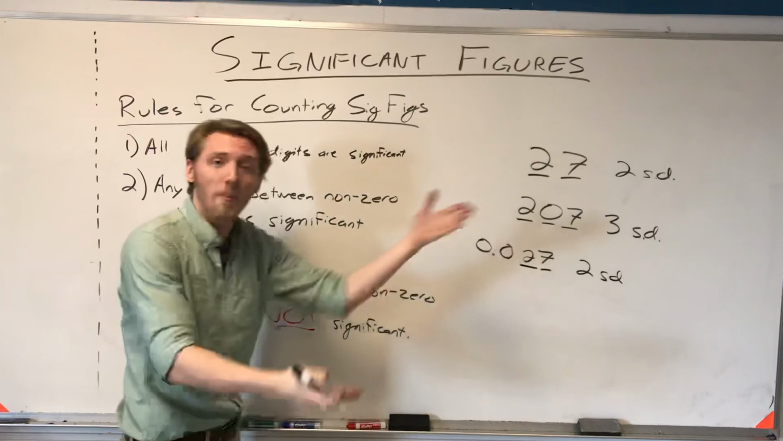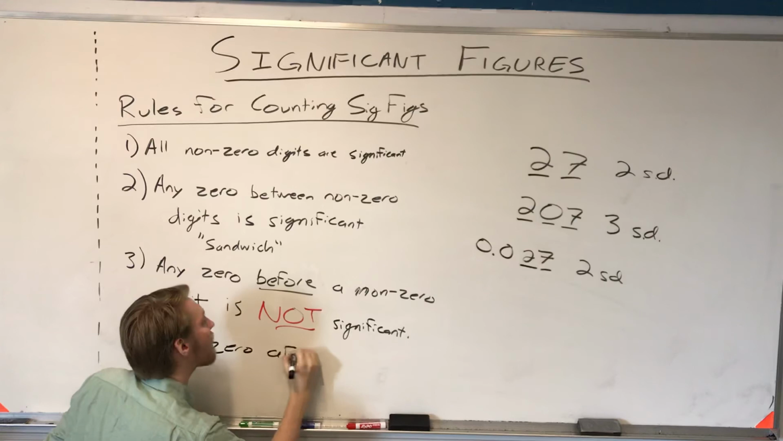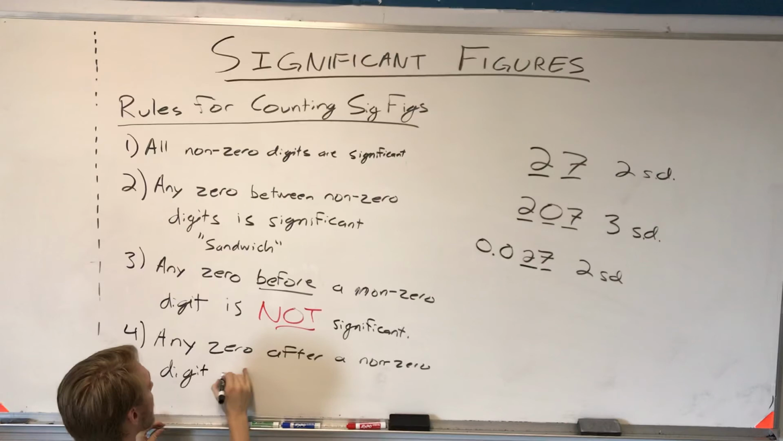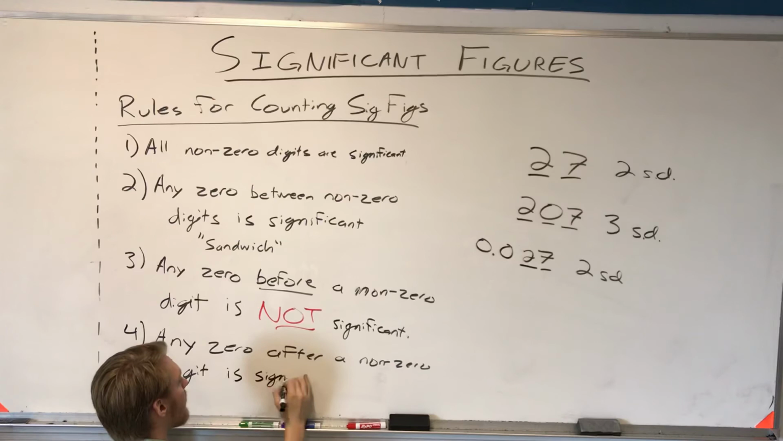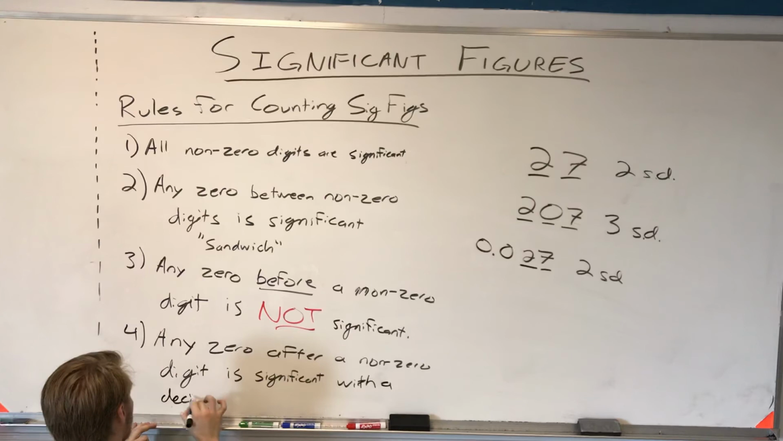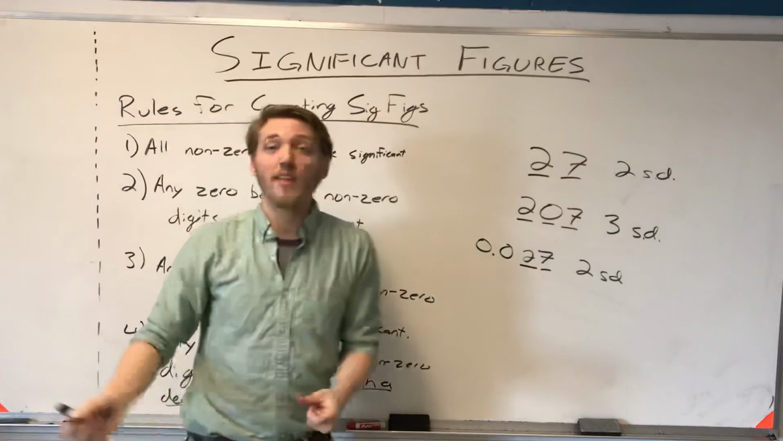Now, the next common mental step is to talk about zeros that are after. So any zero after a non-zero digit, and this is a sometimes rule. These zeros after non-zero digits are significant with a decimal place, specifically with a decimal point. And I'll show you a few examples of what I mean by that. So let me show you an example of one that does not meet that criteria.